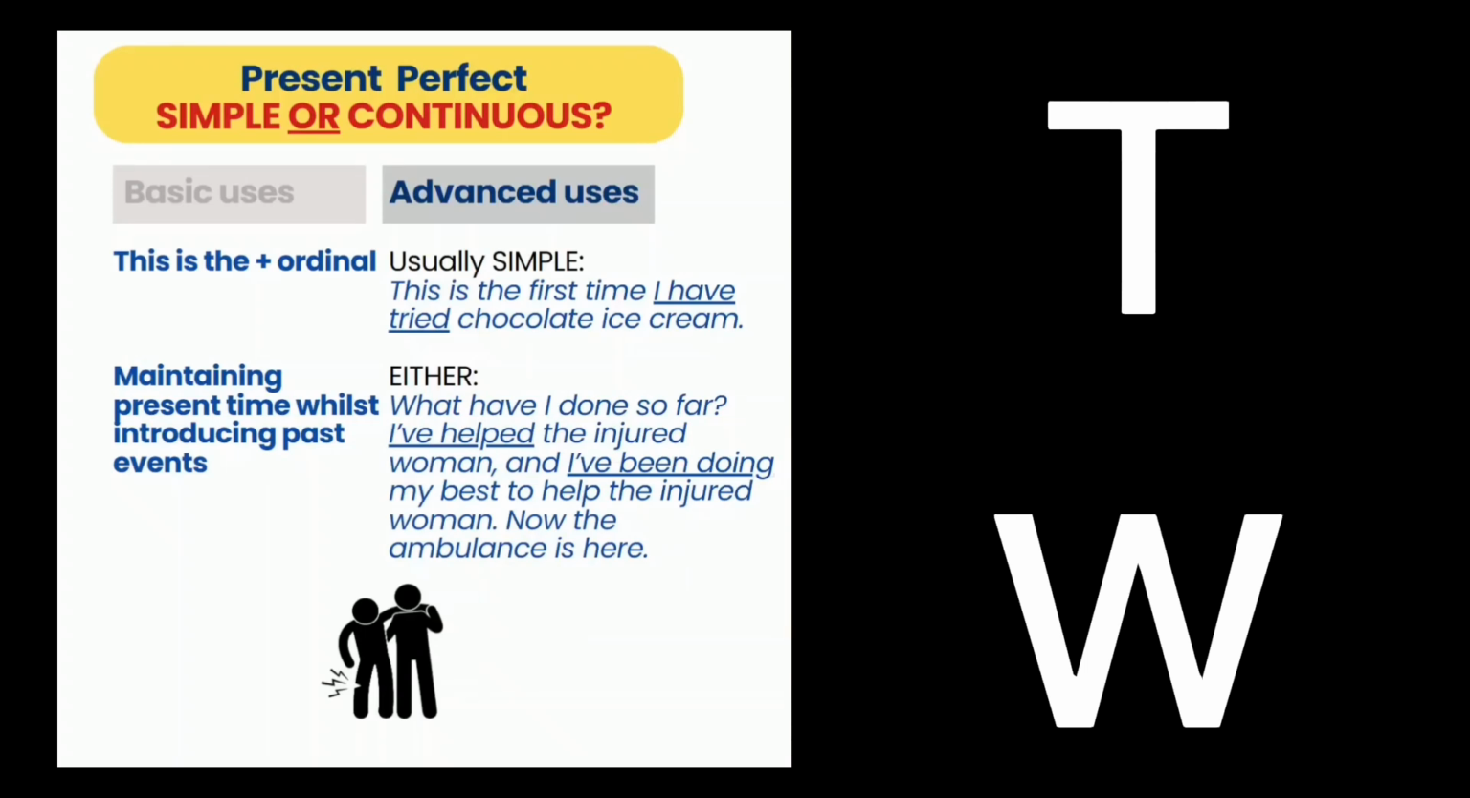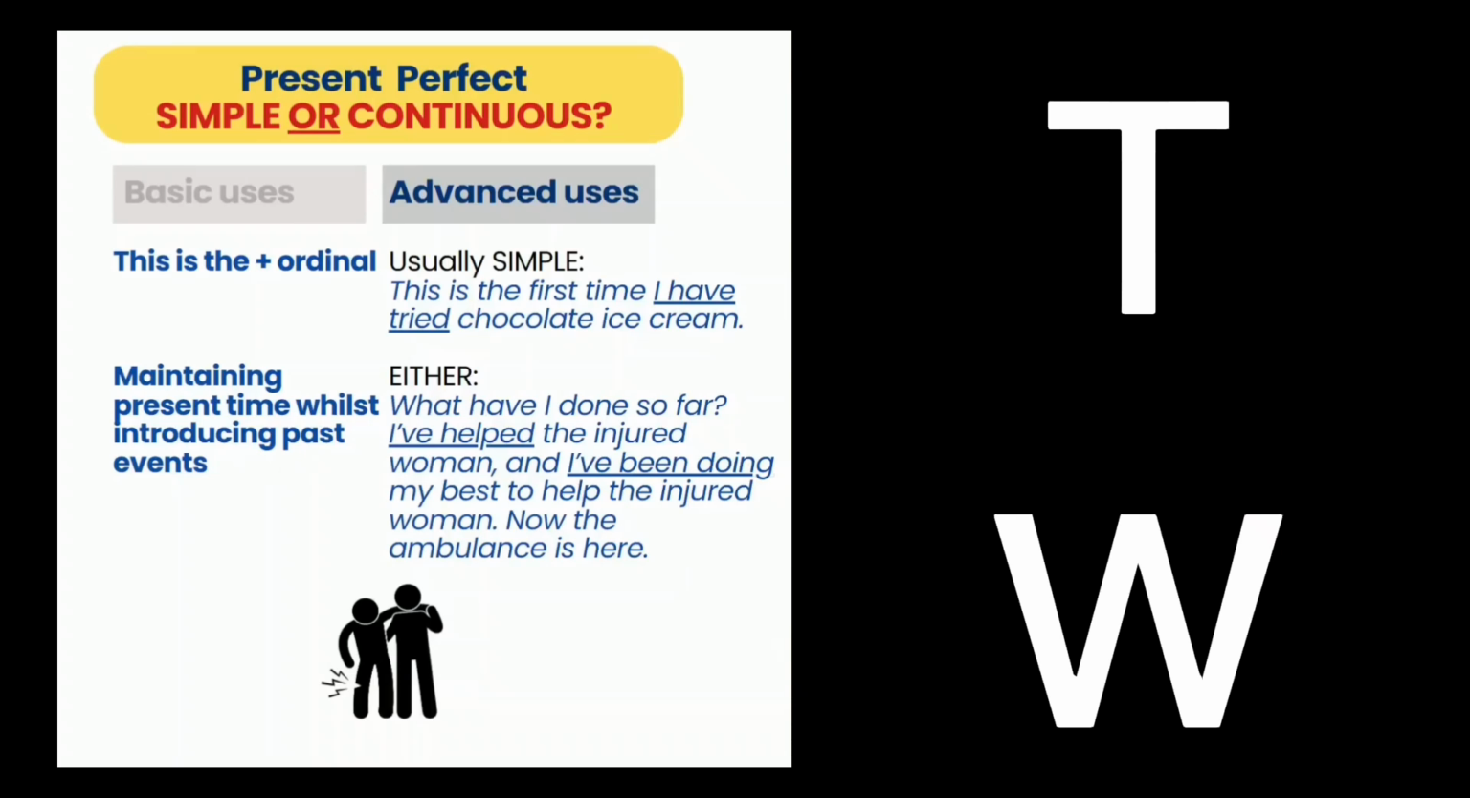If we're maintaining present time whilst introducing past events, either could be used. Have a look at the example here. Here's someone helping an injured woman. Now perhaps the ambulance has arrived, and what does he tell the people in the ambulance? What have I done so far? I've helped the injured woman. Simple. And I've been doing my best to help the injured woman. Continuous.